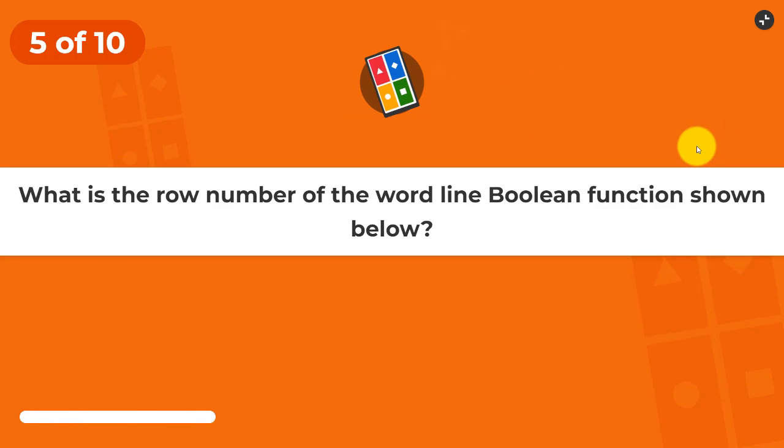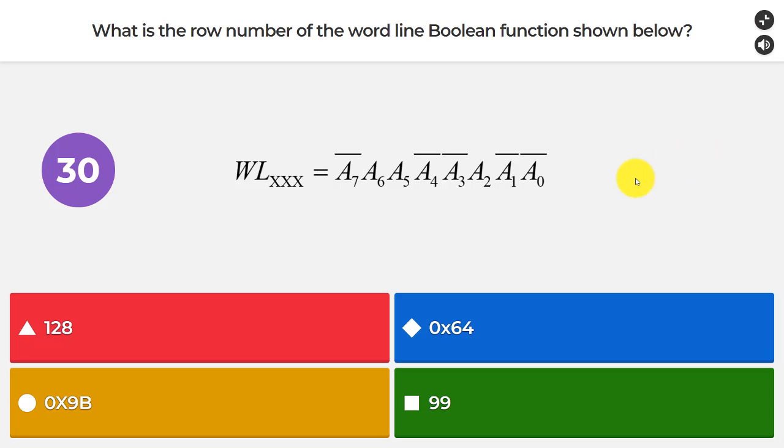Question number 5. What is the row number of the word line Boolean function shown below? Okay, so we have this function here: A7 bar, A6, A5, A4 bar, A3 bar, A2, A1 bar, A0 bar. I'll give you some time to look at that. Which word line? What is XXX over here? Is it 128? Is it 64 hexa? Is it 9B hexa? Or is it 99?